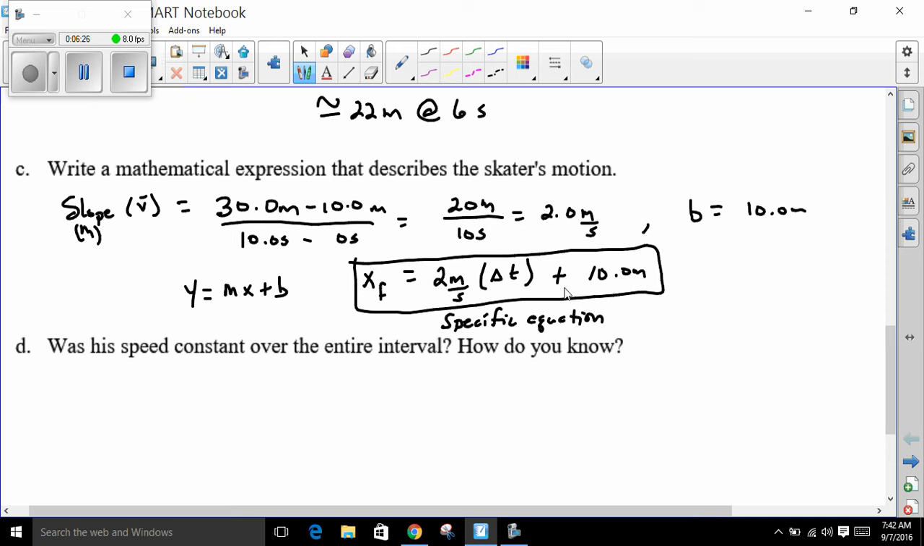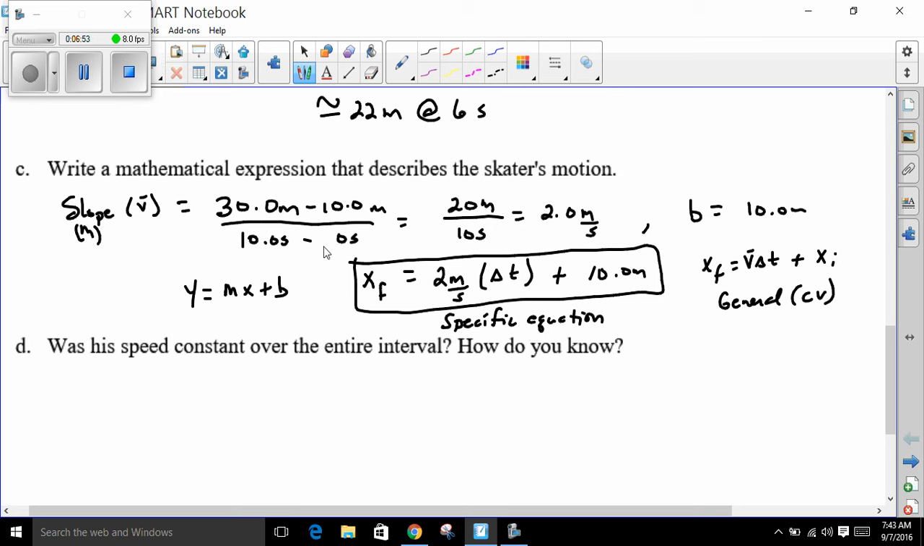The more general form of this would be xf equals v delta t plus xi. And this is the general relationship, the general linear equation between position and time with constant velocity. So this is CV only.